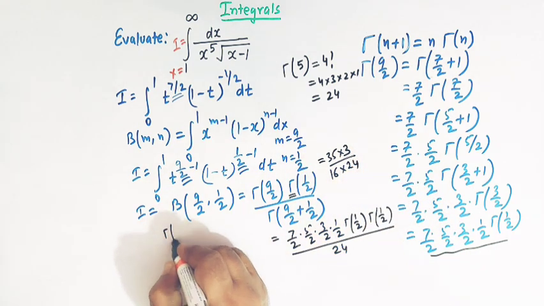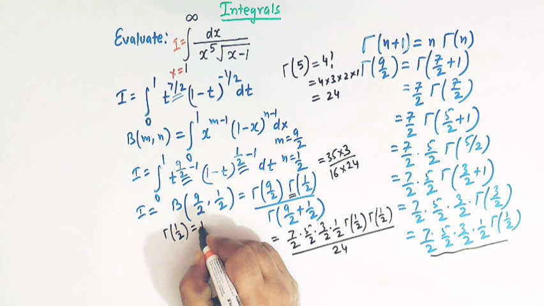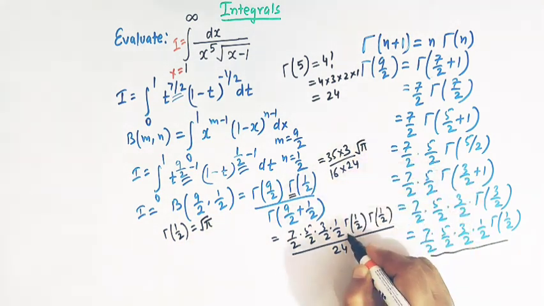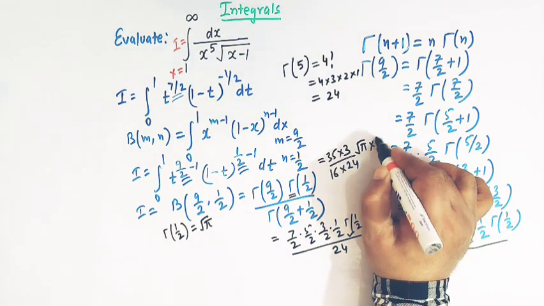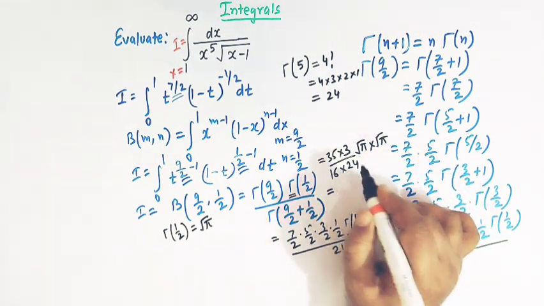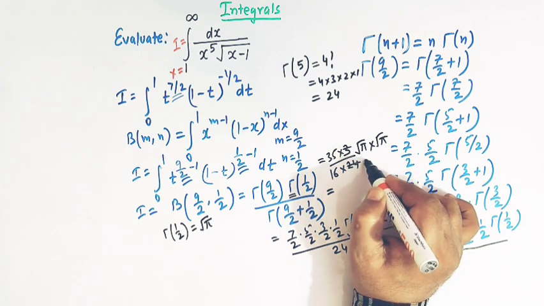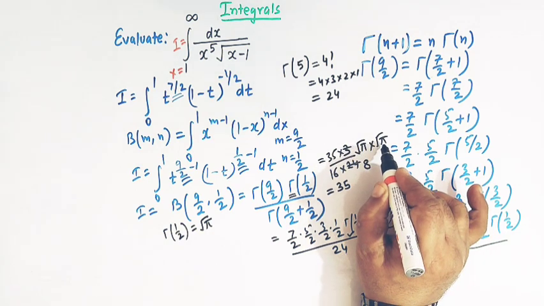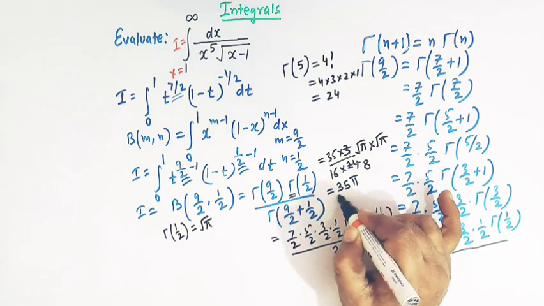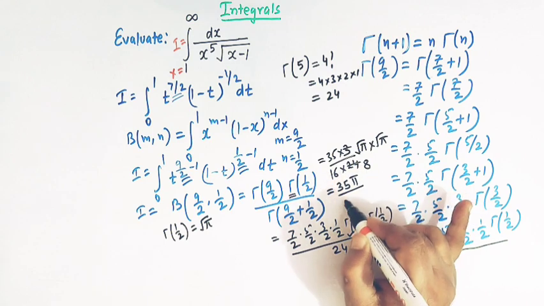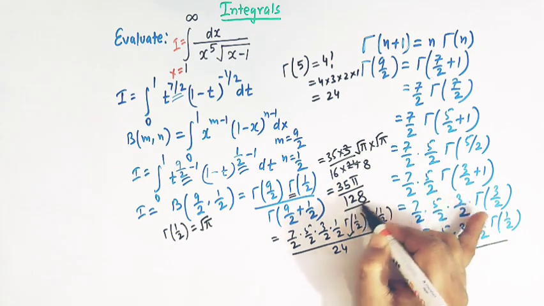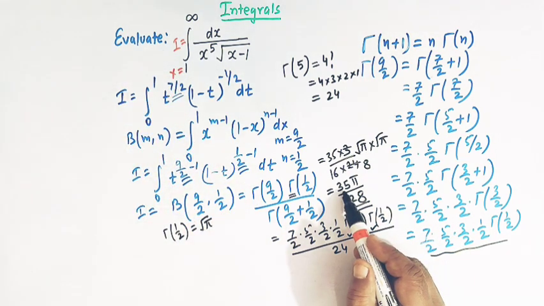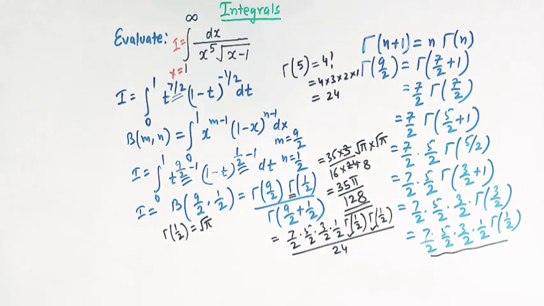and we know that gamma of half is equal to square root of pi, right? So now here we have square root of pi, and again we have here square root of pi, right? So this is 3 8s are 24. This is 35. Square root of pi times square root of pi is pi. And this is 16 8s are 128, right? So viewers, the value of this integral is equal to 35 pi over 128.